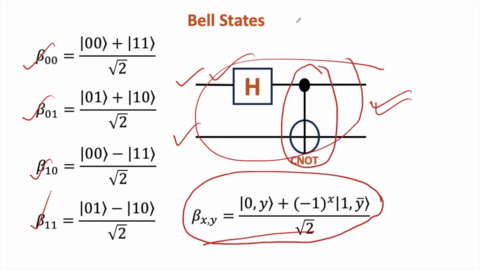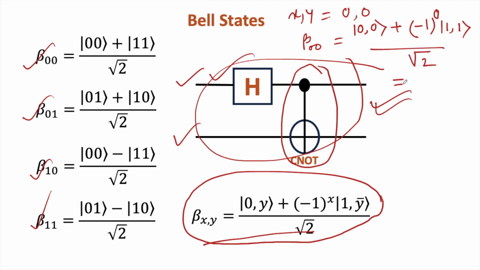Now if x comma y equals 0 comma 0, that is beta 0 0, then y bar means 1, and then divided by root 2, which equals ket 0 0 plus ket 1 1 by root 2. This is the beta 0 0 state, and the same applies for all other states.